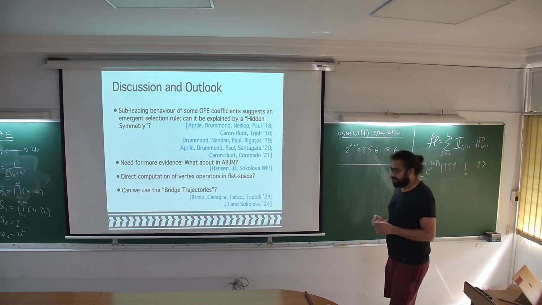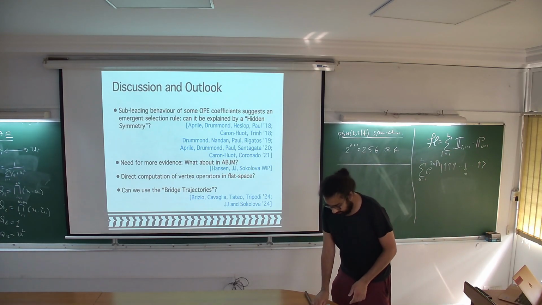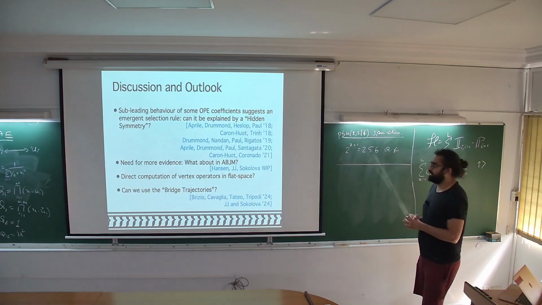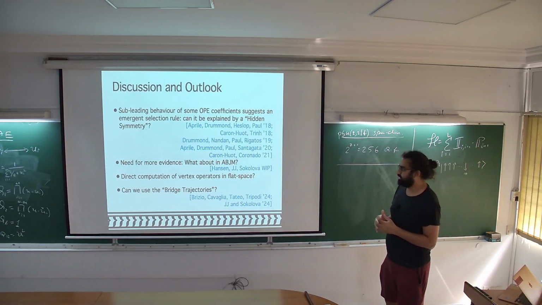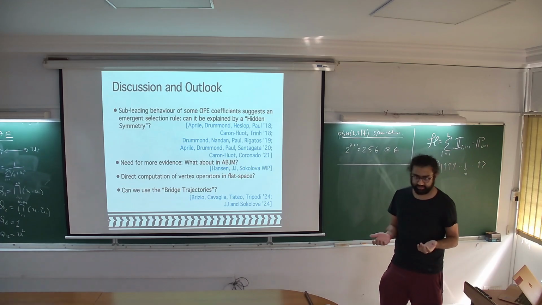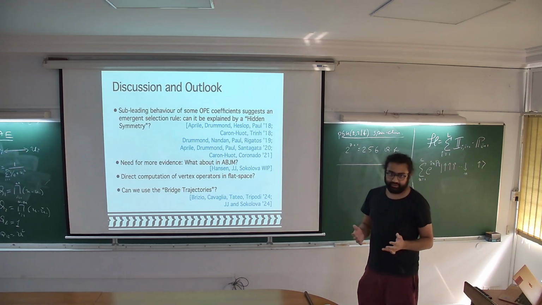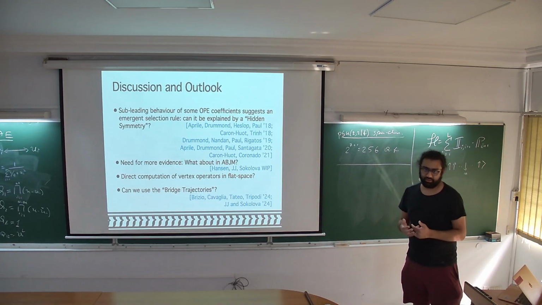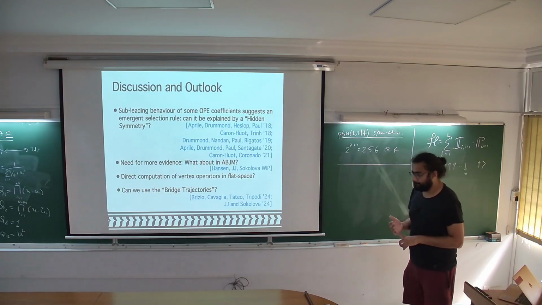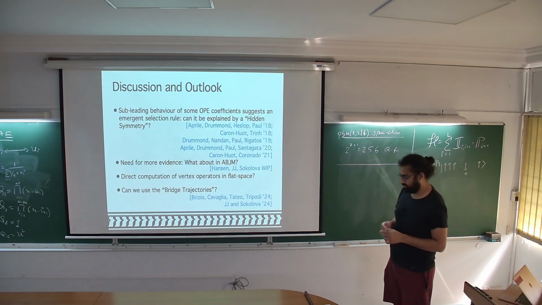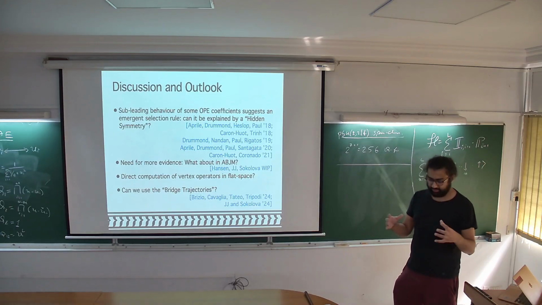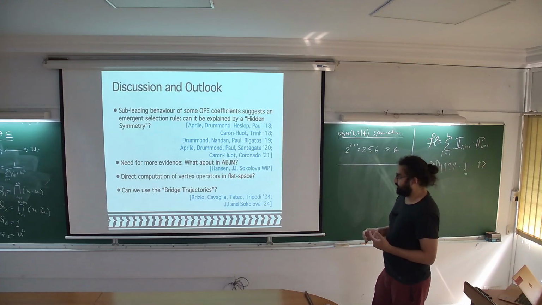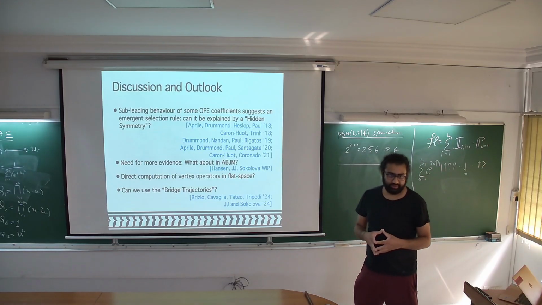Okay, so that brings me to the end of what I wanted to say. As I was saying, the subleading behavior of some OPE coefficients suggests an emergent selection rule. Can you explain it using some kind of hidden symmetry? Can you repeat these hidden 10D symmetry arguments that were made when you consider the amplitude with double trace corrections? There is also need for more evidence of this.